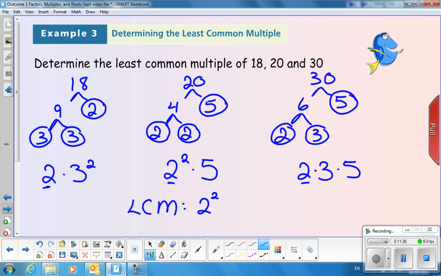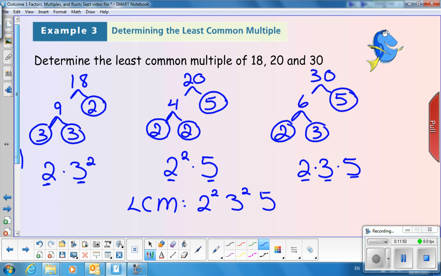My next factor is 3. I have 2 3s in the first set, 0 in the second set, and 1 3 in the third set. So the most 3s are 2. I have no factors of 5 in the first set, but I do have a factor of 5 in the second and a factor of 5 in the third, and so we're going to take 1 factor of 5 into our lowest common multiple.